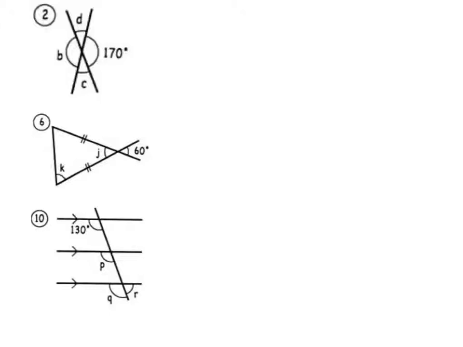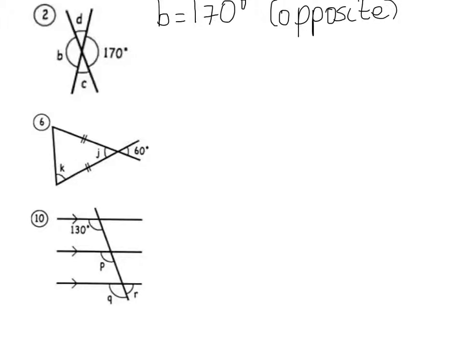So for question 2, we've got 3 angles we need to find, B, C and D, and then we know one of the angles. So the first angle we're able to work out is B, because it's an opposite angle, this one here. So that means we know that B is equal to 170 degrees because it's an opposite angle. Okay, so we know that D and C are also going to be the same because they're opposite, but we don't know at the moment what they're going to be equal to.